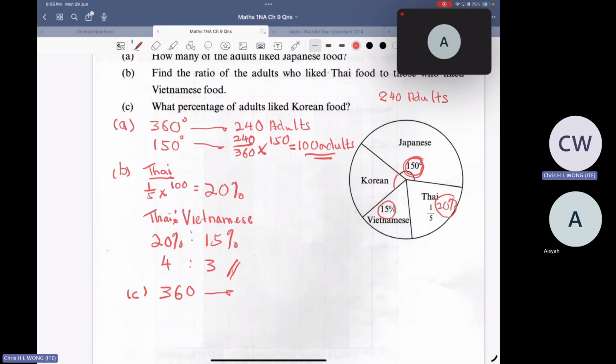360 degree is how many percent? 100%, right? All you need to find is 150 degree. 150 degree will be how many percent? 100 over 360 times 150. Let's calculate that. 100 divided by 360 times 150 gives you 41.67.